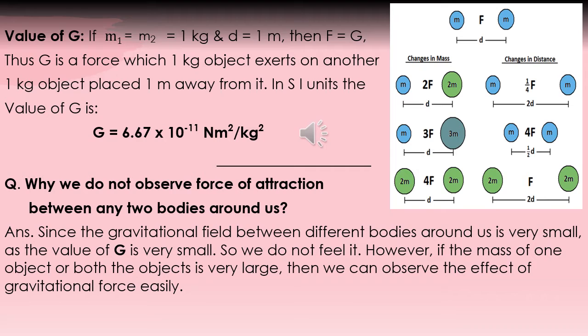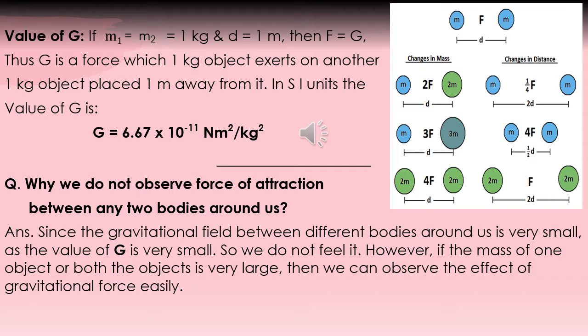Value of G. If m1 equals m2 equals 1 kg and d equals 1 meter, then F equals G. Thus G is the force which a 1 kg object exerts on another 1 kg object placed 1 meter away from it. In SI units, the value of G is 6.67 times 10 power minus 11 Newton meter square per kilogram square.